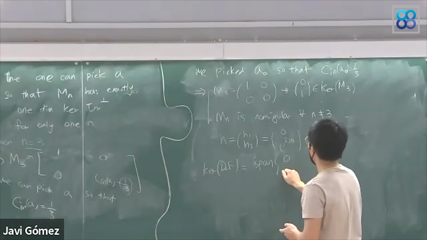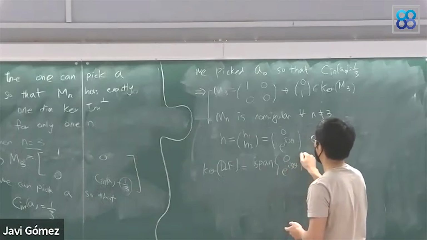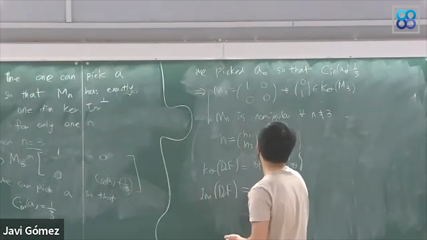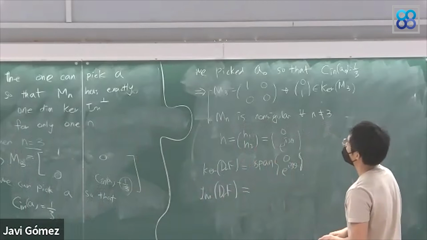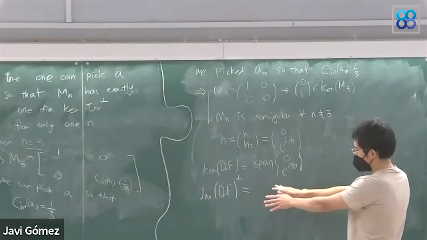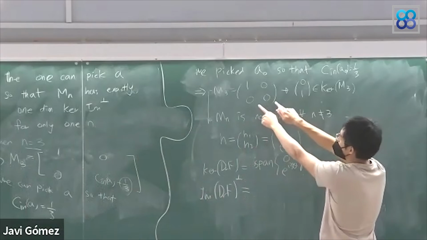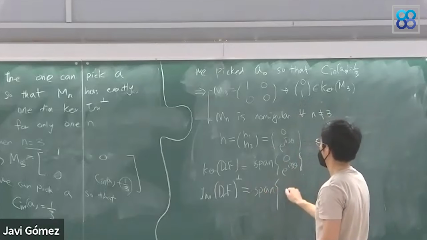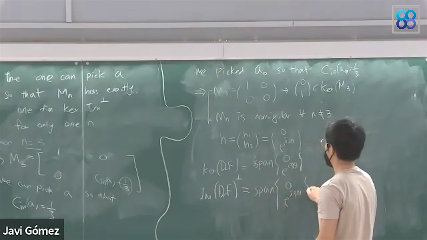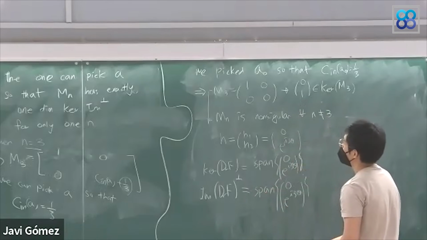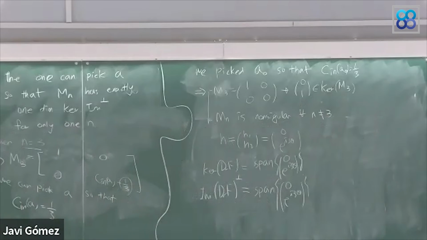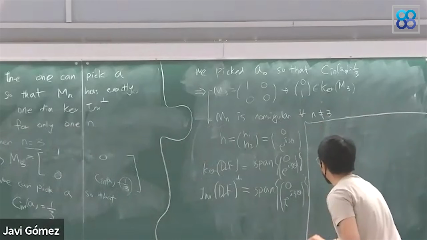So the span of 0 and e to the I 3 theta. This is the kernel. And the image perp is the space that is not spanned by this matrix, which is the same, 0 and e to the I 3 theta. That's it. And so when you look at this, in this case, we check the transversality.